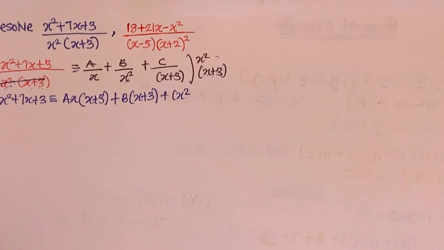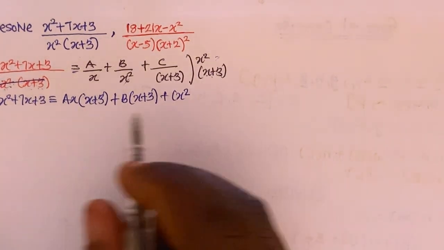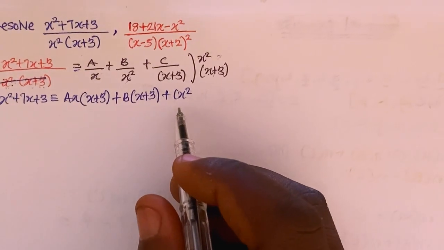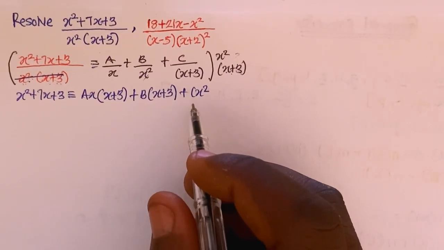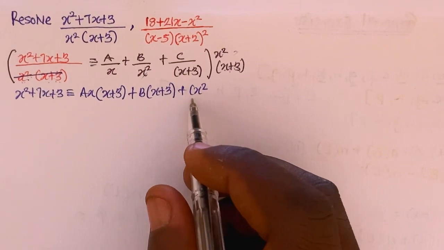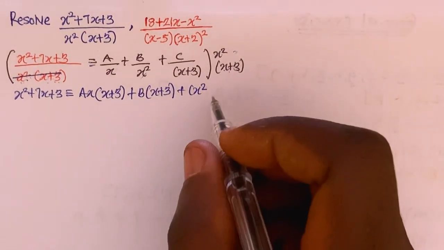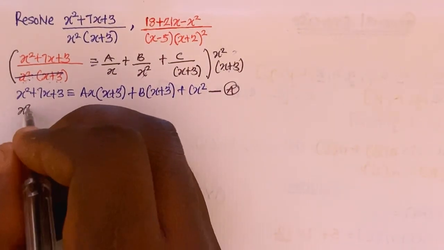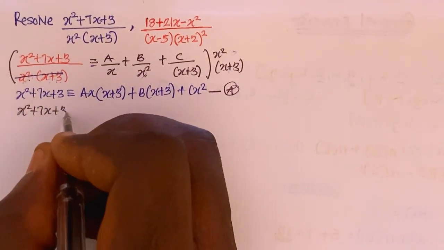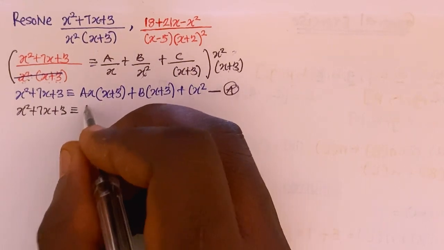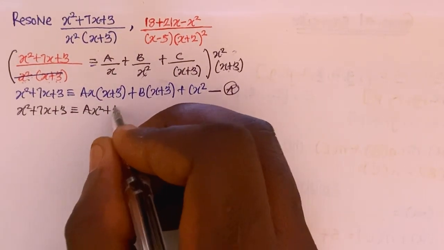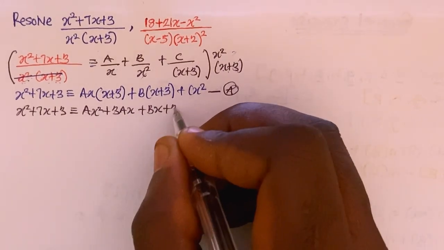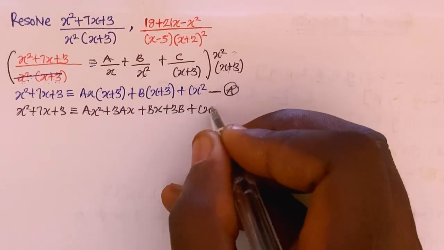So now what I'm going to do is that I can actually use two methods to solve this question, which is the assumed method and also comparing the coefficients rather. I can use the two methods to solve this, but since I'm going to use the two methods, let me just go ahead and open the bracket of this expression. So I'm going to have x squared plus 7x plus 3, which is equivalent to, this is actually Ax squared plus 3Ax, then this is plus Bx, then plus 3B, then plus Cx squared.